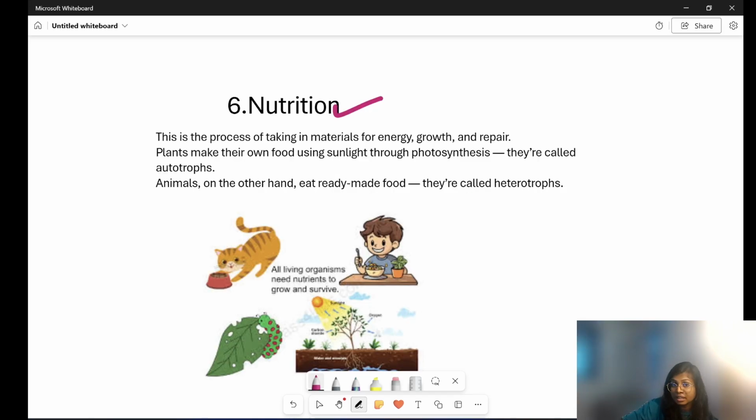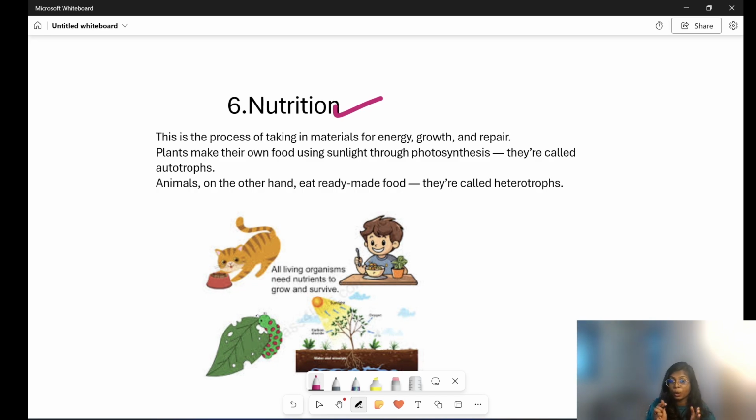The sixth one is nutrition. We know every living organism needs nutrients for energy, growth and development. In the case of plants, they make their own food by using light, water and carbon dioxide. We call that process photosynthesis.